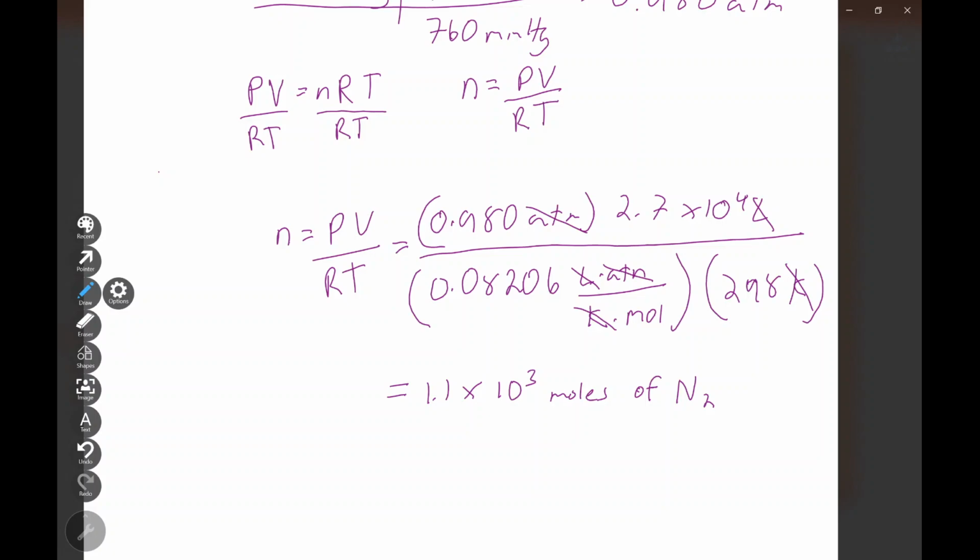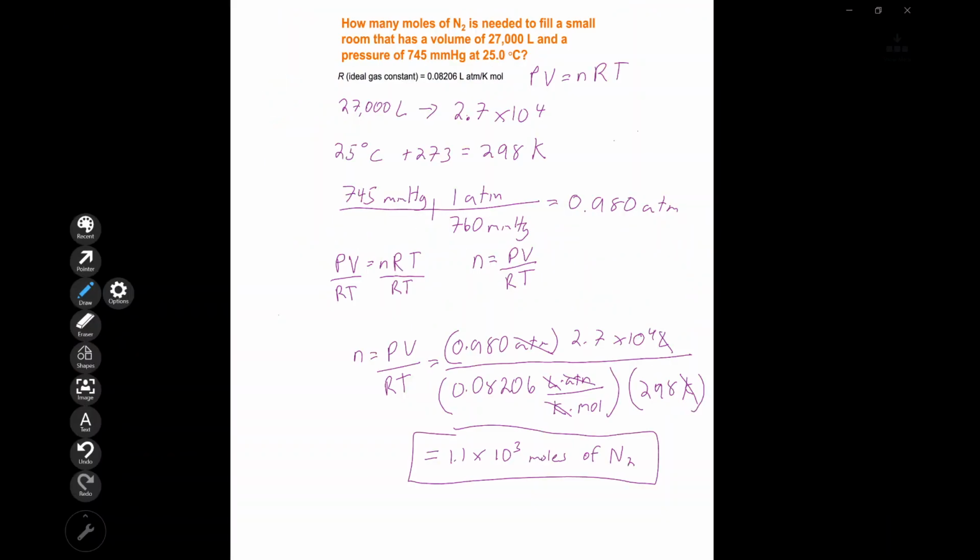Okay, now let's check our units real quick. So atm cancels with atm, liters cancel with liters, Kelvin cancels with Kelvin, and we're left with 1 over moles in the denominator. Remember, anytime you have 1 over something in your denominator, when you flip it back up to the top, it goes on the top. So what we're left with is units of moles.